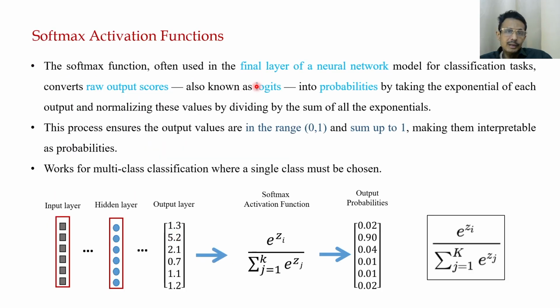For the output layer, we often see the softmax activation function. In the final layer, the output layer of the neural network, we have the raw output scores z. We put them through this kind of activation: the softmax of z_i equals e to the z_i divided by the sum over k of e to the z_k.